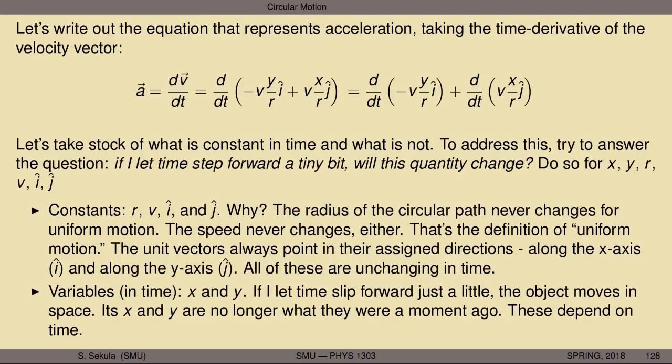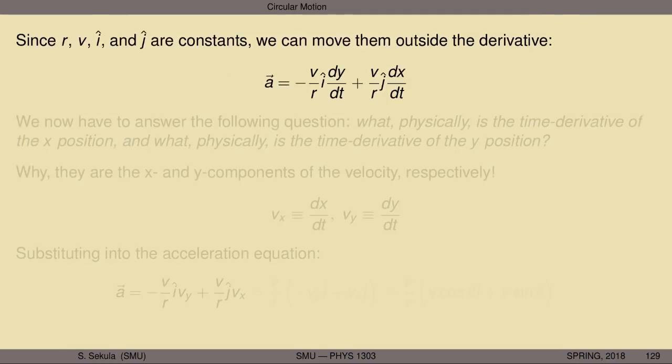And if we're going to have a time-dependent piece of this above equation, y is one of them and x is the other. V, r, I hat, and j hat do not change. So they are our a's and b's from the previous slide. V, I hat, j hat, and r, those are our constants of time. We can pull them out in front of the derivative operation and multiply them later after we've taken the derivative. So let's go ahead and do that.